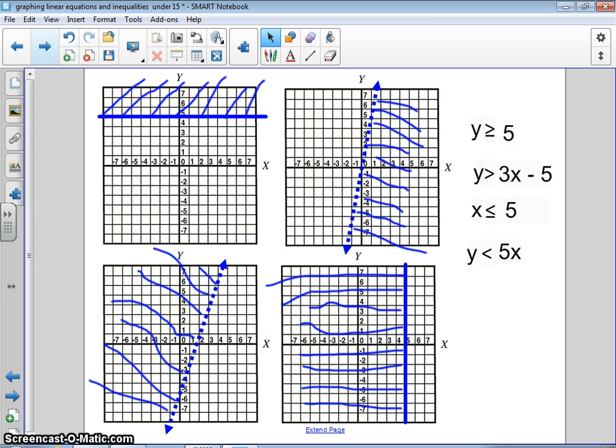We've got 4 inequalities right here. I'd like for you to hit pause and try and match them up with the inequalities at the right that will match with their graph.